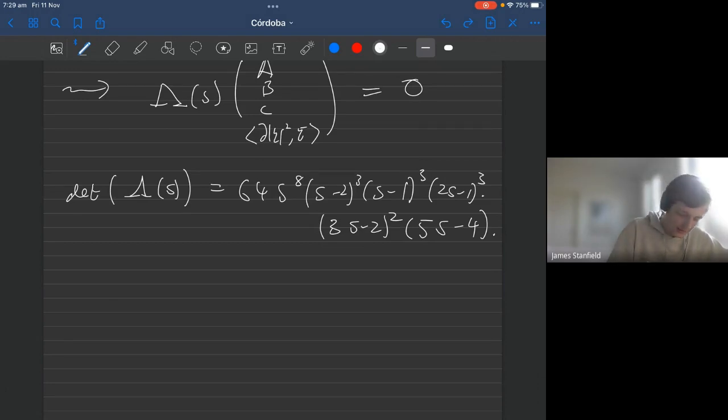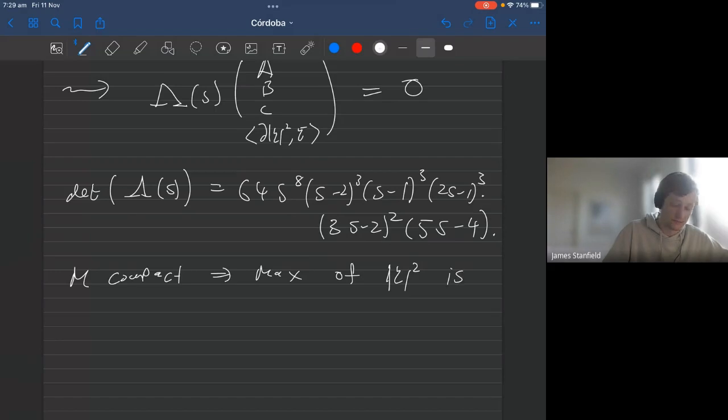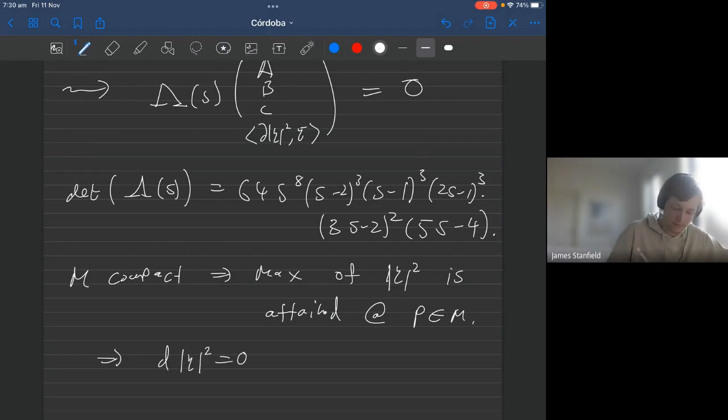So let me just quickly detail how the rest of the proof goes. If M is compact, then the maximum of this function, the norm of eta squared, is attained, say at some p. This means the derivative equals 0, and so this function is vanishing. And so now you have a 4x4 matrix times this.